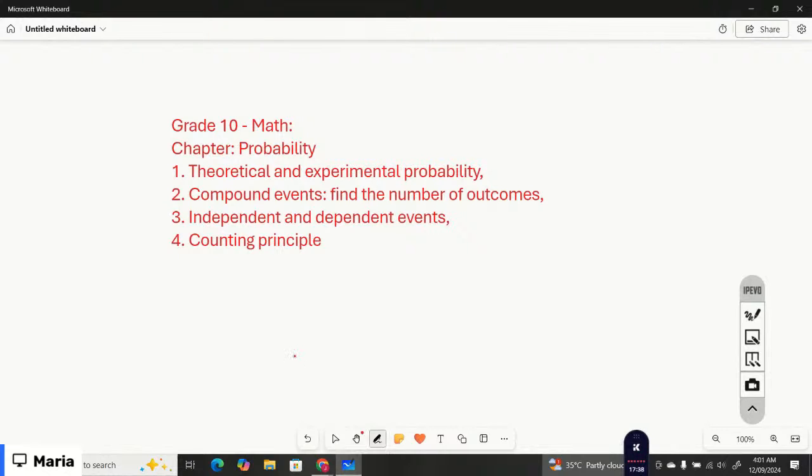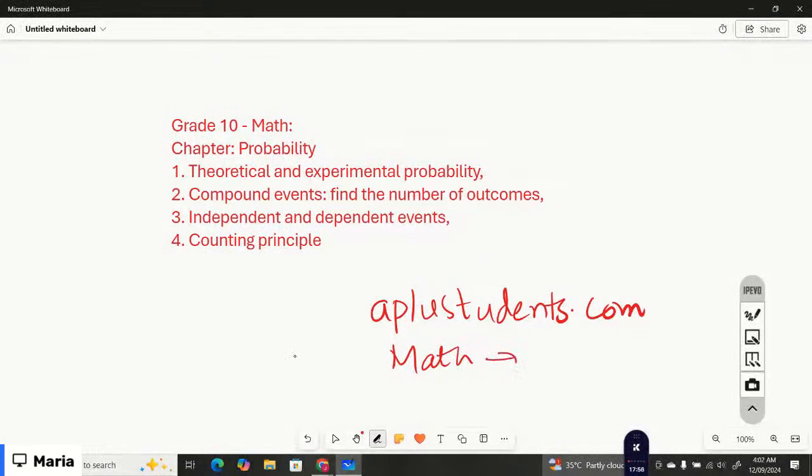We are here for grade 10 math. You can find all the lessons on aplusstudents.com. You have to log in there using your email address, and the password is provided by the administrator. Then you have to select math from the subject tab. Scroll down to grade 10 math and then click on view all lessons.